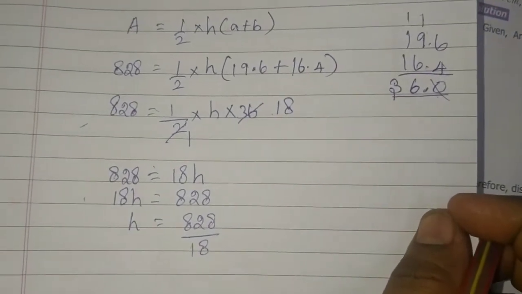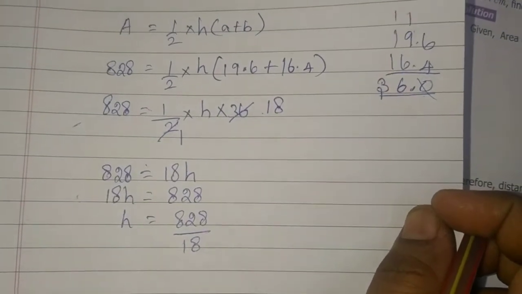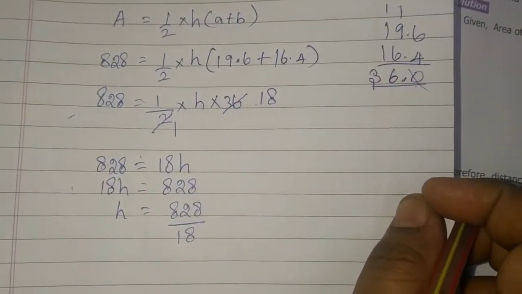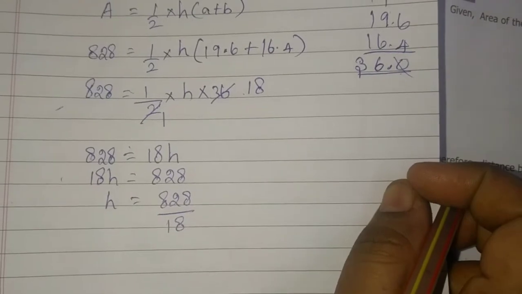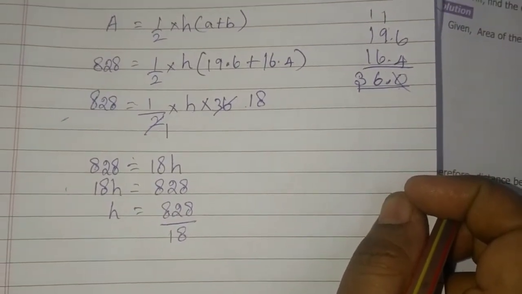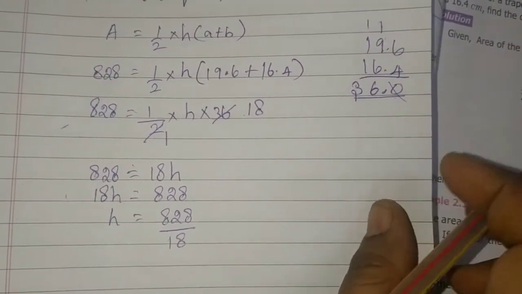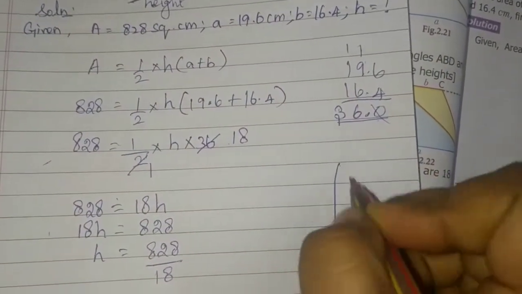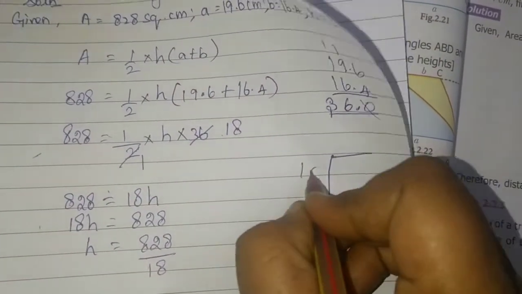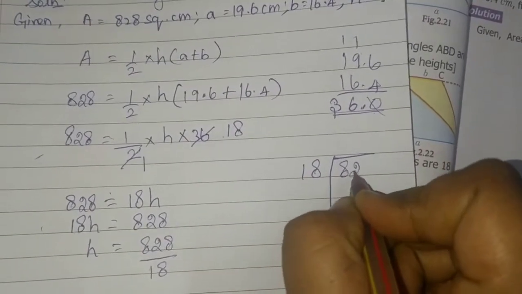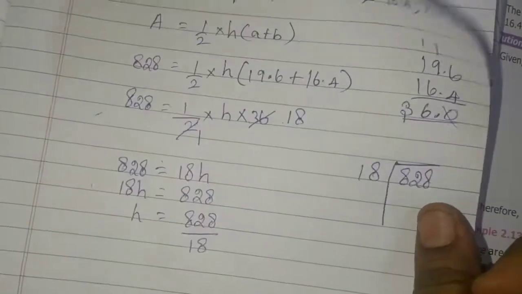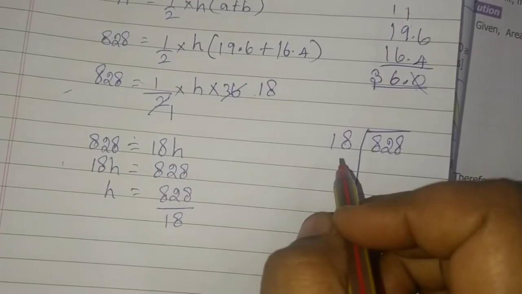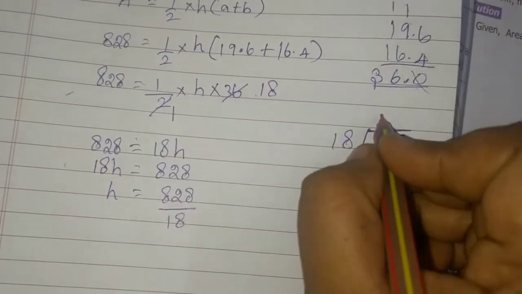Okay, 828 divided by 18. So if we divide 828 by 18, what will we get? Shall we do the division here? Okay, we will do it here. 18 into 828. Okay children, 18 how many times? 4 times I will take first.